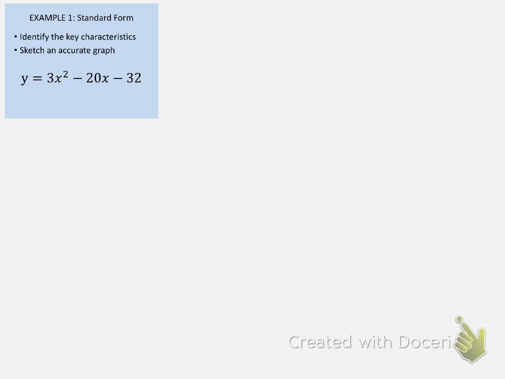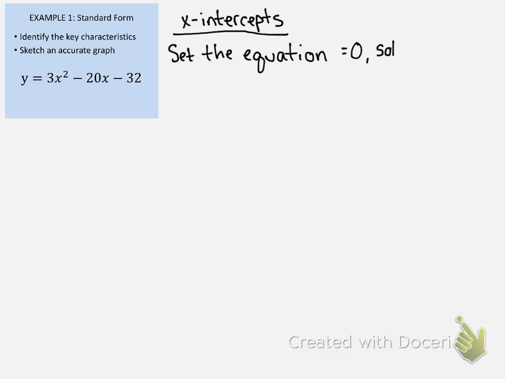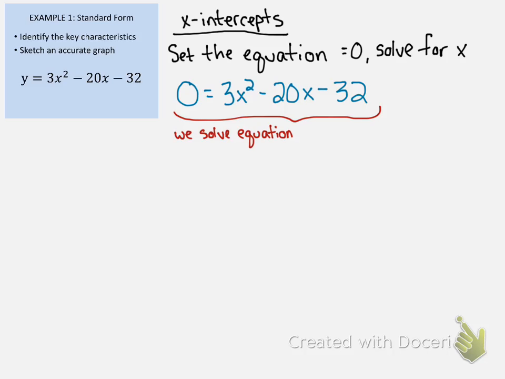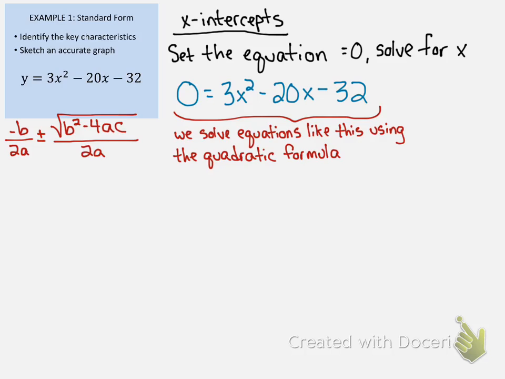So let's take a look at this first example, which is written in standard form. We've got 3x squared minus 20x minus 32. We'll find the x-intercepts first by setting the equation equal to 0, then solving for x. In previous problems that looked like this, where we have it in standard form and the rule is equal to 0, we solve this type of equation using the quadratic formula. Just as a reminder, here's the quadratic formula again. You don't have to memorize this, and it will be written at the top of progress checks and tests.